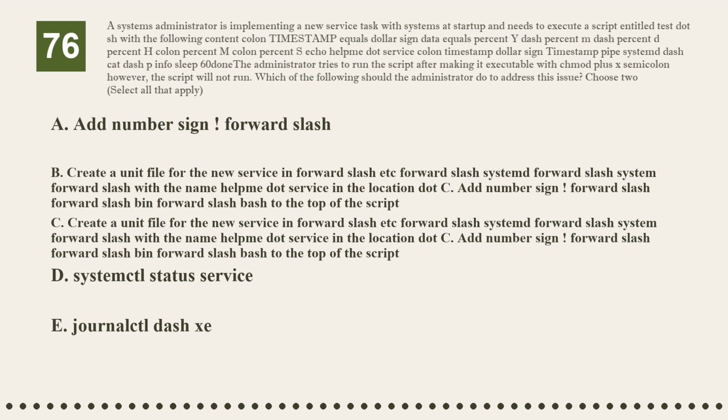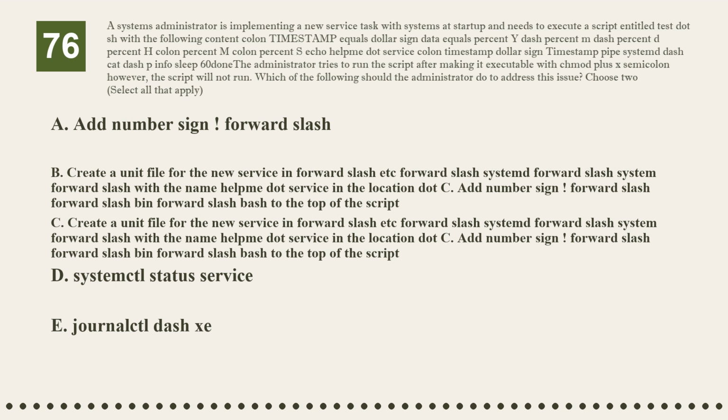Question 76. A systems administrator is implementing a new service task with systems at startup and needs to execute a script entitled test.sh with the following content: timestamp equals $data equals %y-%m-%d %h:%m:%s echo help me .service timestamp $timestamp pipe system -cat-p info sleep 60 done. The administrator tries to run the script after making it executable with chmod +x. However, the script will not run. Which of the following should the administrator do to address this issue?